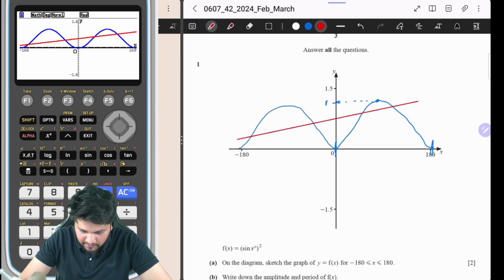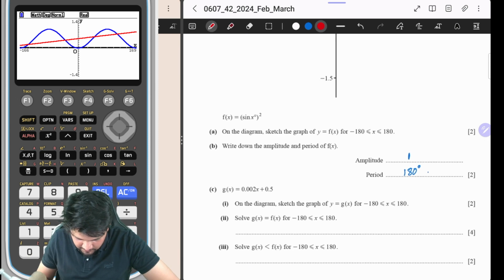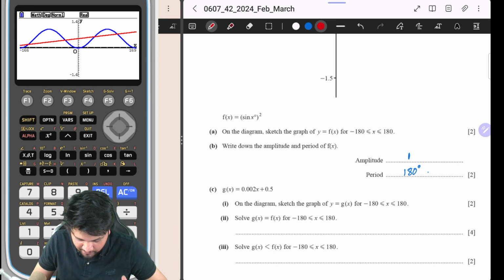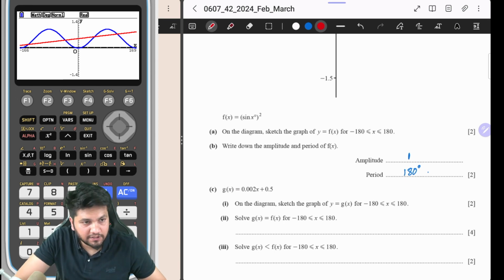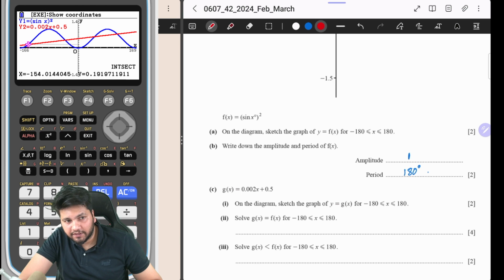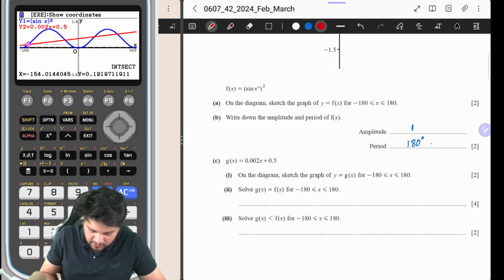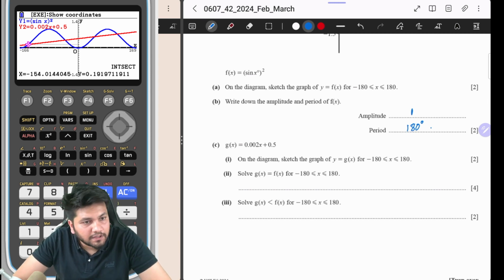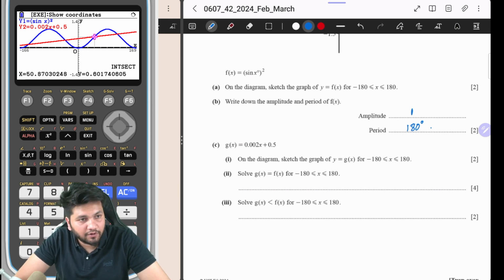Now what they're asking: solve g of x is equal to f of x, between minus 180 and 180. All you have to do is use gsol in your calculator and find the point of intersection. As you can see, when x is equal to minus 154, we get y is equal to 0.19197. Once again, the y value is 0.1, 2, 3, 4. There are 4 points of intersection, so you'll have to write all of them.